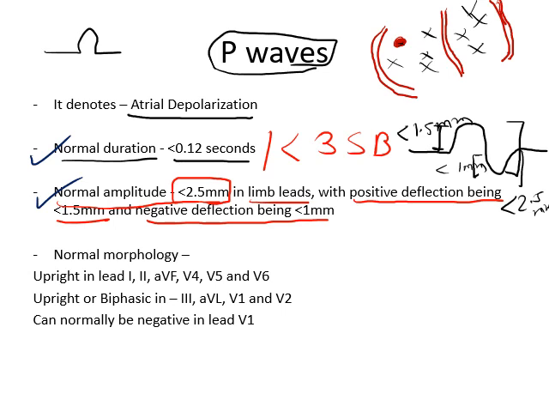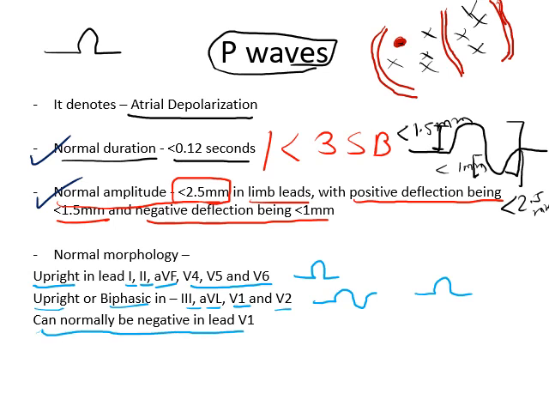Then before diving into abnormalities of P wave, let's have a look at how a normal P wave will look like in different leads. So P wave has to be upright in lead 1, 2, AVF and V4 to V6. That is, P wave in these leads should be like this. Then P wave can be upright or biphasic in lead 3, AVL, V1 and V2. In these leads, it can either be like this, that is biphasic, or it can be upright. Then P wave can normally be negative in lead V1. That is, in lead V1, you can sometimes normally see a P wave that is like this.